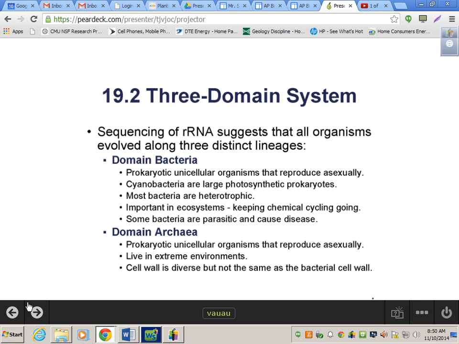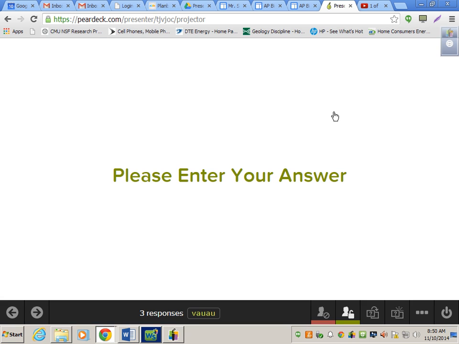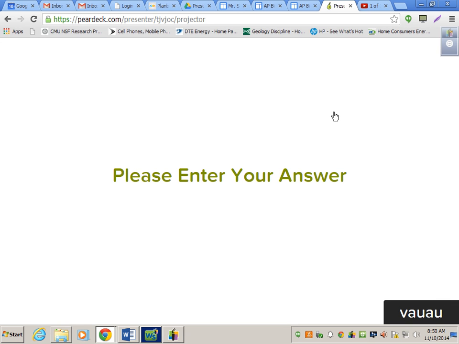Now, looking at those different domains, prokaryotic unicellular organisms that reproduce asexually refer to the domain bacteria. If I say asexually, it means obviously not combining 2 different sets of genetic information. This is how bacteria reproduce. What is the process called of them reproducing asexually? Let's see if you remember. This is one you should know. What is the process that bacteria use to reproduce asexually?